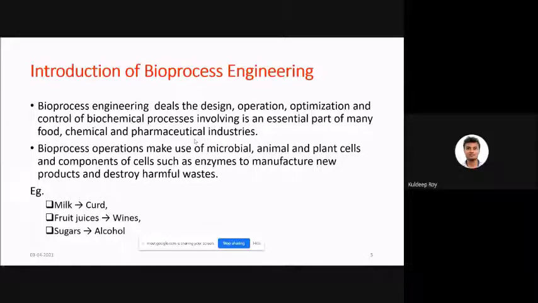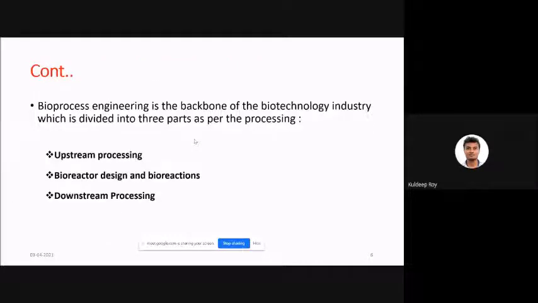This is a very fundamental subject as far as the biotechnology course is concerned. Now, bioprocess engineering is the backbone of the biotechnology industry, which is divided into three parts as per processing. These are the three major parts. First, upstream processing. What does that mean? Upstream processing.